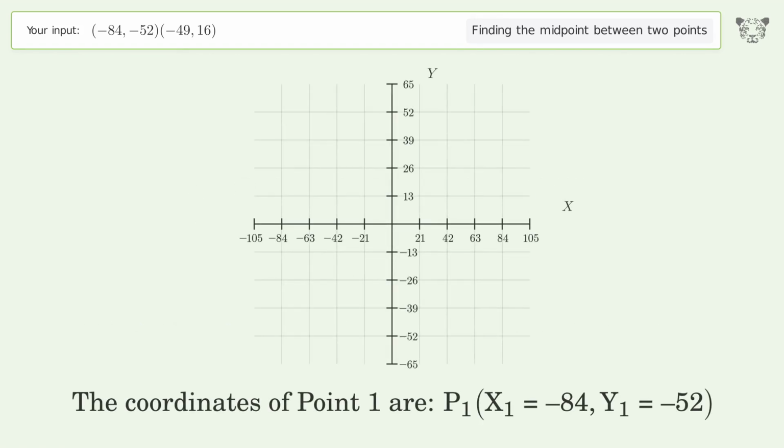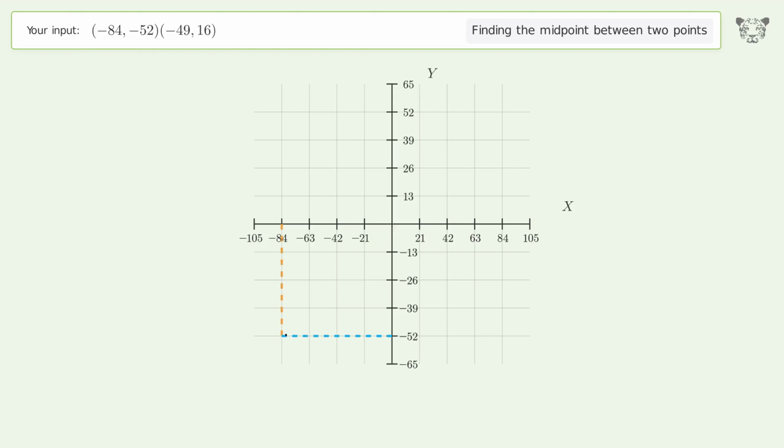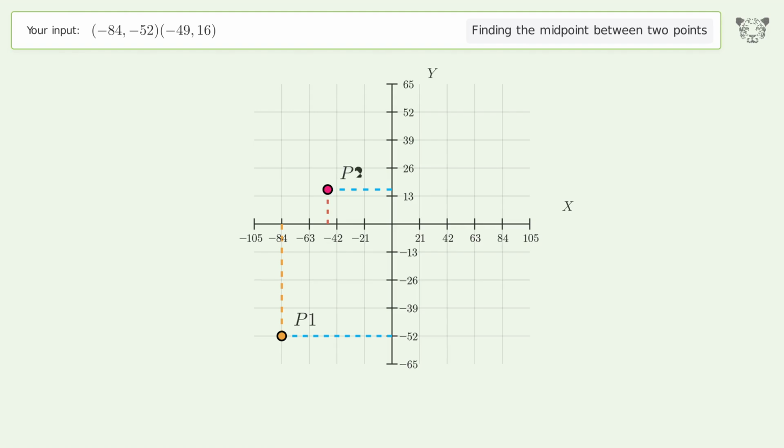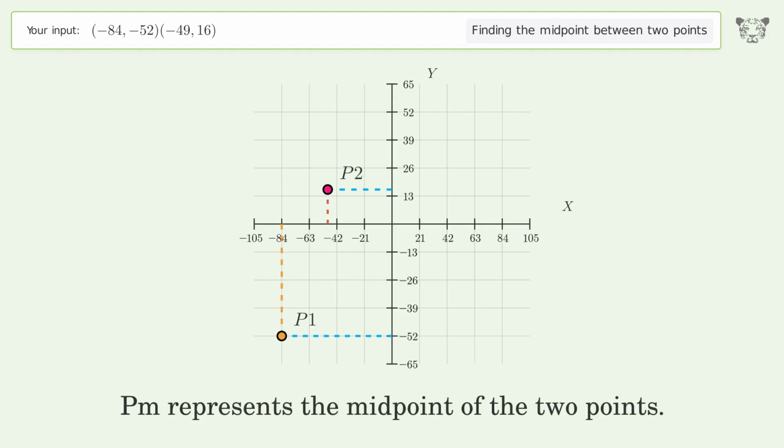The coordinates of point 1 are, x1 equals negative 84, y1 equals negative 52. The coordinates of point 2 are, x2 equals negative 49, y2 equals 16. PM represents the midpoint of the 2 points.